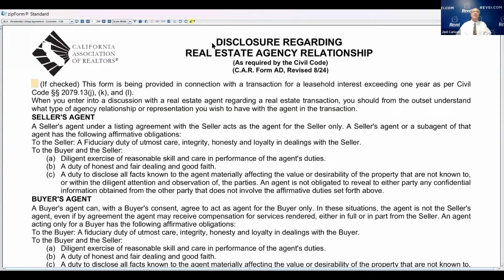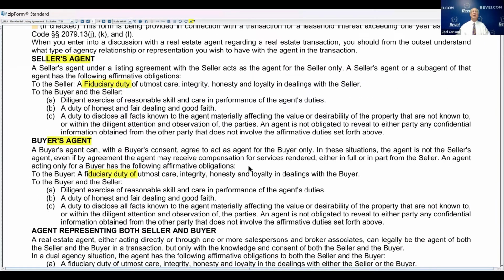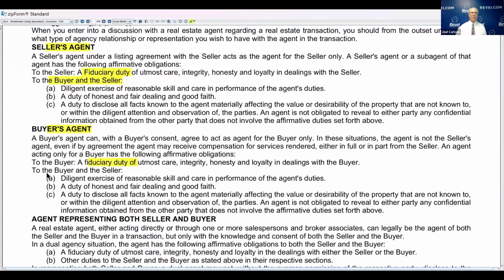So this is a disclosure. A disclosure is typically required by law. You say, Joel, I've been using this form for years. I know what it says. If I represent the seller, I have a fiduciary duty to the seller. If I represent the buyer, I've got a fiduciary duty to the buyer. Big deal. Here's where they're coming at us. That's not where they're coming at us. They're not suing us for that. They're suing us for this: to both buyer and seller.